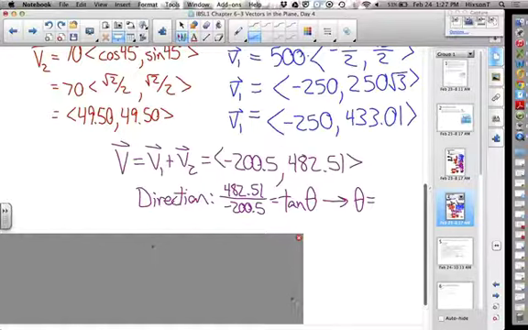So we don't need to find the unit vector. Direction means angle. It's negative 67.4 degrees, so we'll just make it 67.4.